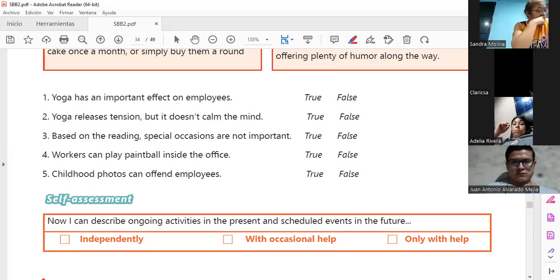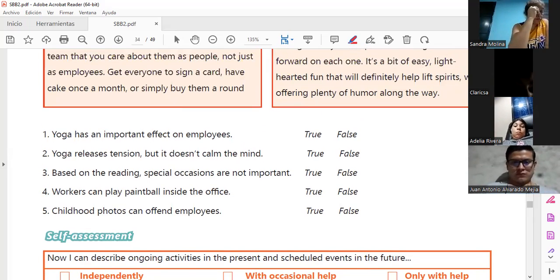For me it's true. The first. Okay, how does the first one read? Yoga has an important effect on employees. Yes, it has important effects on employees. Help you release stress, right? Alleviate stress. Very good, excellent. And number two?